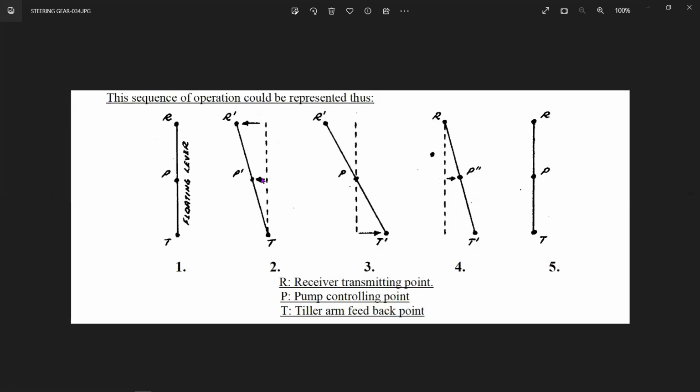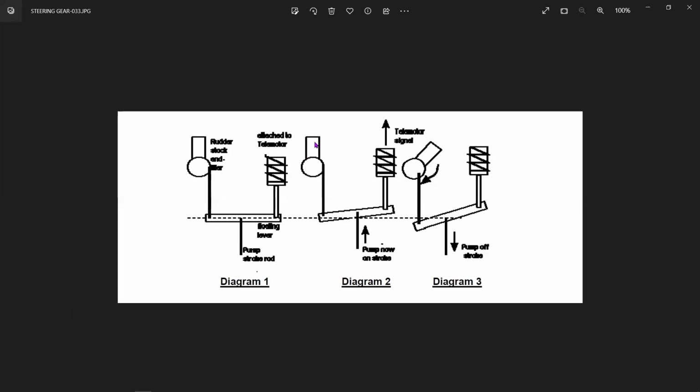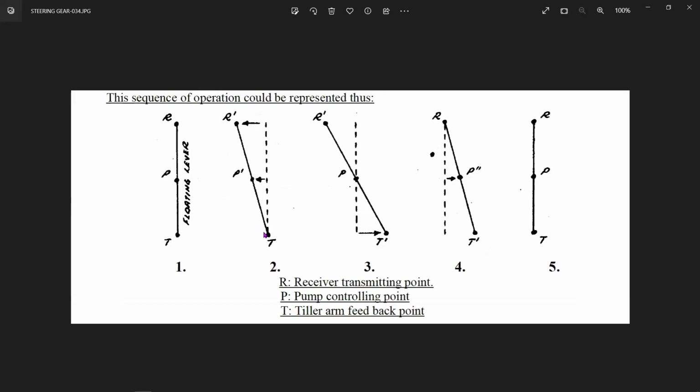All right. Now, as the rudder moves, the rudder will start getting the angle which is desired. As it does, the rudder will start tilting, and this lever connected to the rudder stalk will now start pushing the floating lever downwards, as you see here. Then at that time, this will move from T to T dash.